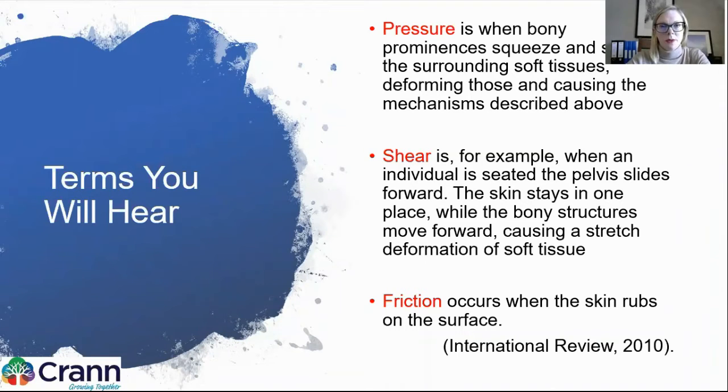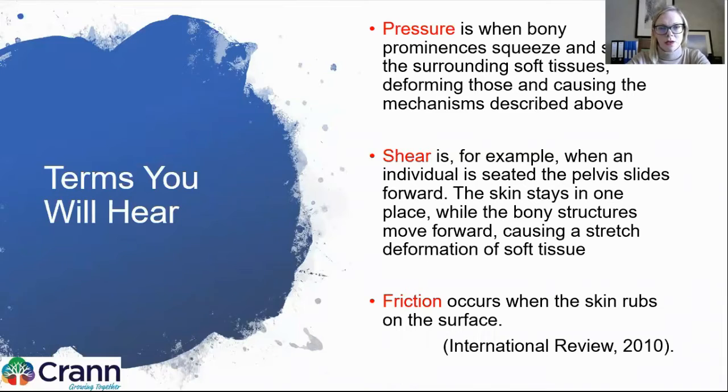So pressure is basically where you have bony prominences, any hard area of bone, like where your buttocks sit on a chair, your hips, your ankles, your knees, your wrists, or anywhere where there's a prominence. It stretches and squeezes the surrounding tissue, and with pressure applied it can cause deformity.